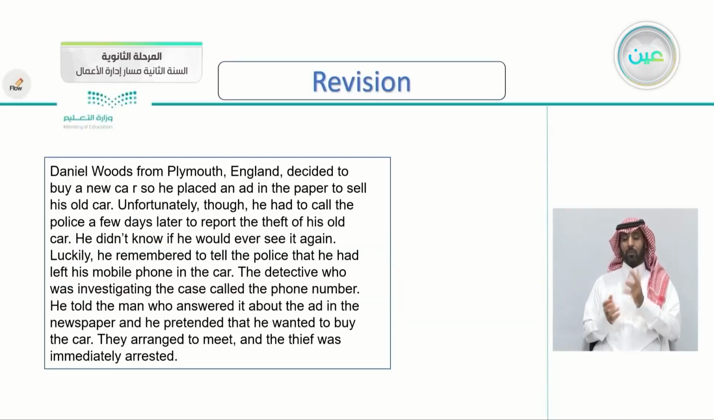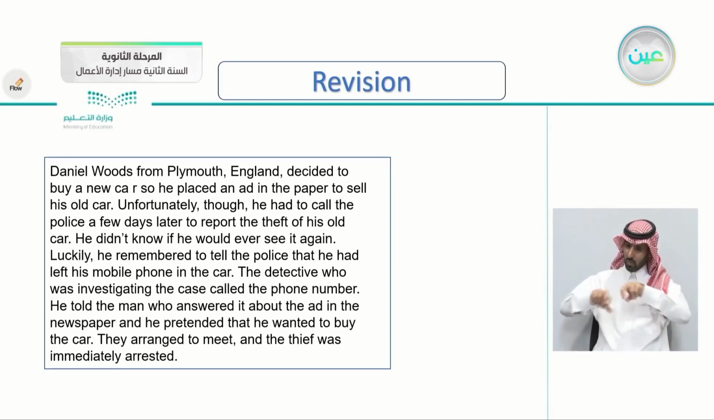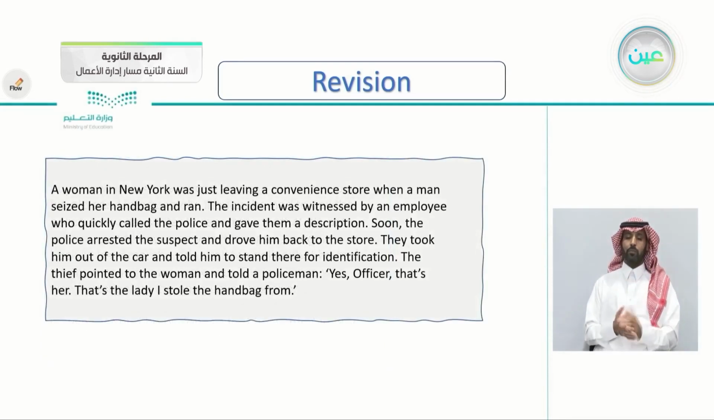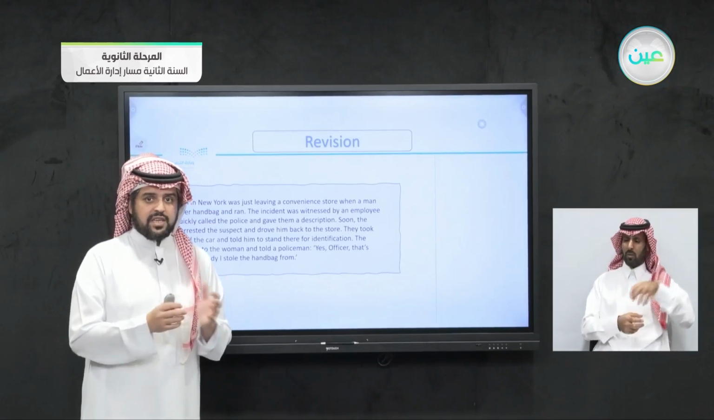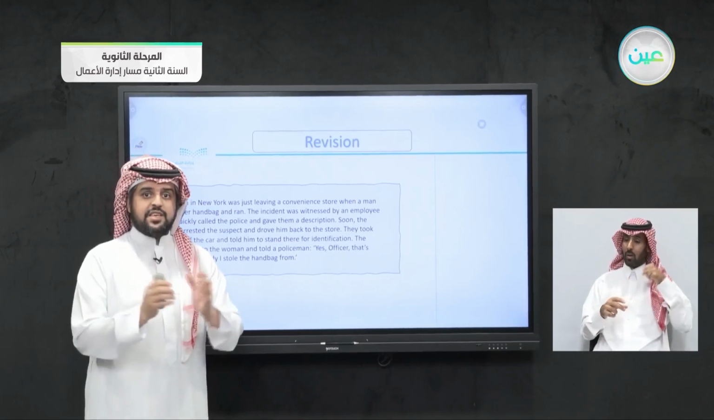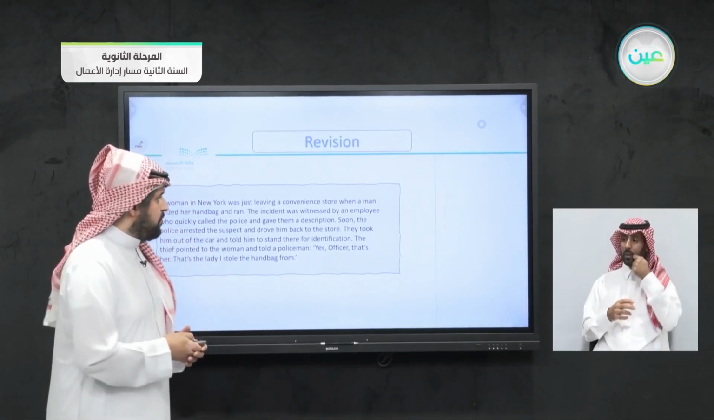And we took Daniel Woods from Plymouth, England, who decided to buy a new car, so he placed an ad in the paper. The man got his car stolen, and the police found the car when they said that they wanted to buy the car from the person who stole it the first time. And we took the woman in New York who was just leaving a convenience store when a man seized her handbag, and the man was asked to identify the woman, and he mistakenly said, yes, Mr. Police Officer, this is the woman whom I stole the bag from.